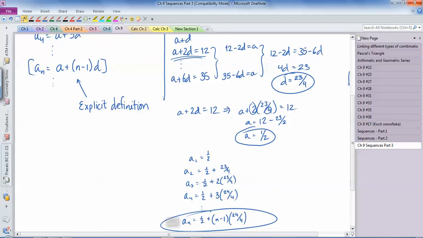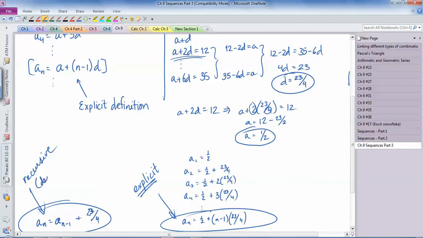And if you wanted to, you could define it recursively instead. This is explicit: I give you n, you can give me what the nth term is. If I wanted recursive instead, recursive means you build it from a previous step. So if I wanted a recursive rule, I'd say the nth term, just take the previous term and add 23 over 4 to it. So this would be a recursive rule. It depends on previous terms, and the explicit one depends only on n.